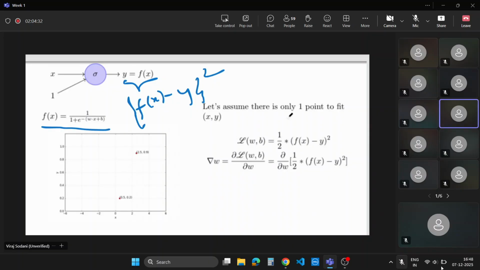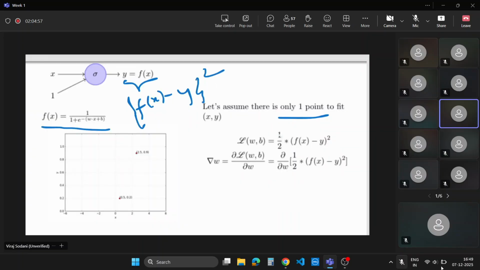So let's assume there is only one point to fit, x comma y. This is all the derivation. This is for your further reference when you open the deck. Loss function is a function of omega comma b. Half is just to make things even. You don't need to mind about that half. You can omit it also.